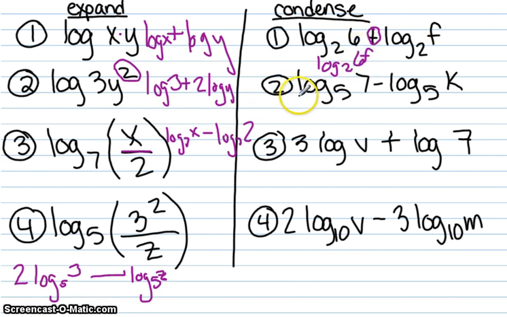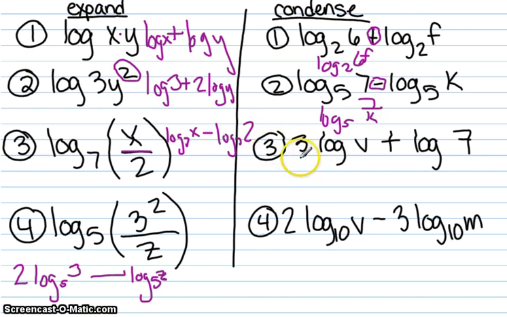Number 2, our clue here is that we have this minus sign. So instead of multiplying, we're going to end up dividing. So we know our log gets written one time, log base 5. Our first one goes in the numerator, our second one goes in the denominator.